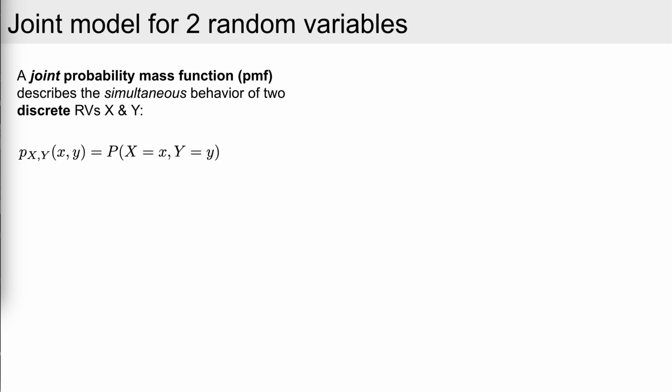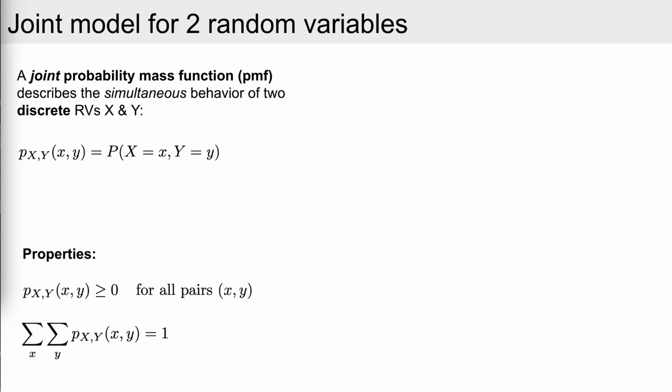Recall that the simultaneous behavior of two discrete random variables x and y can be described by their joint probability mass function, or PMF, p of x, y. Further, we can interpret the joint PMF at little x and y as the probability that variable x equals little x and variable y equals little y. Further, to be valid, the joint PMF must be non-negative across all xy pairs and must sum to 1 across all pairs.